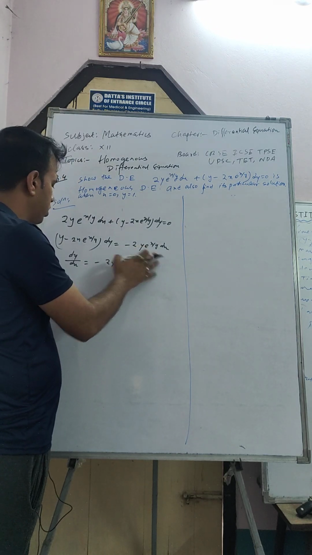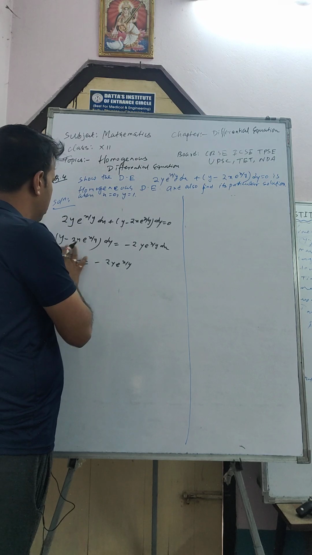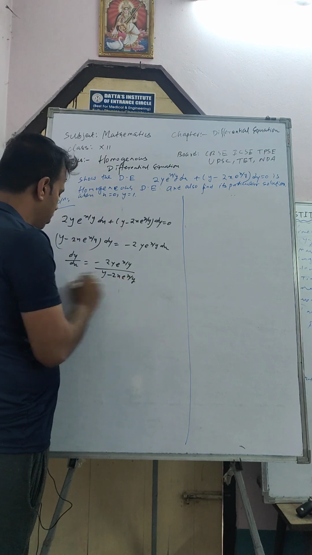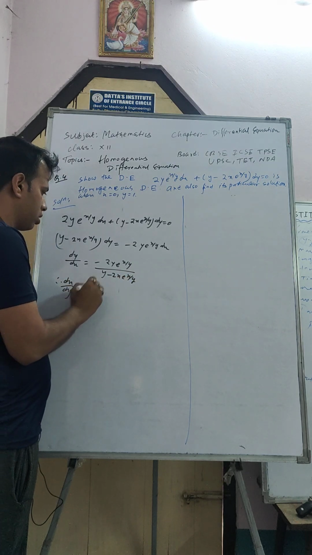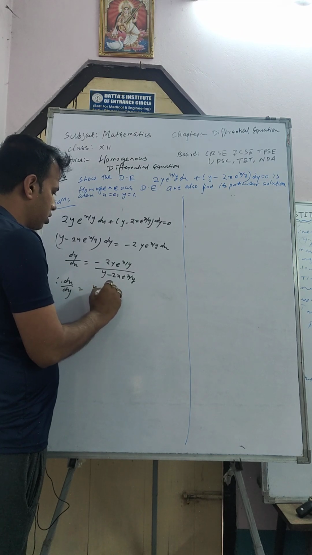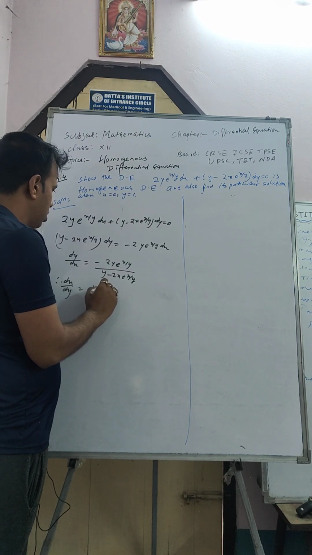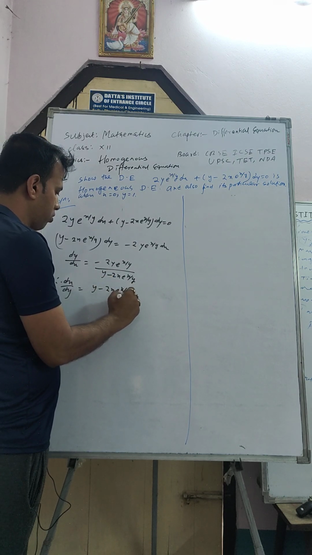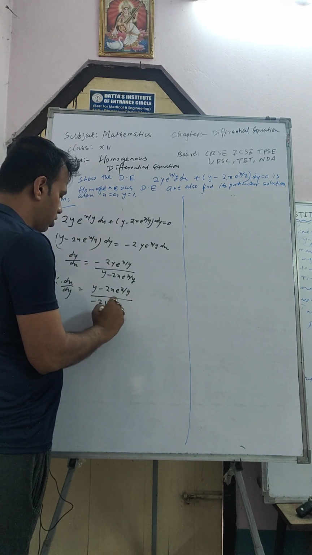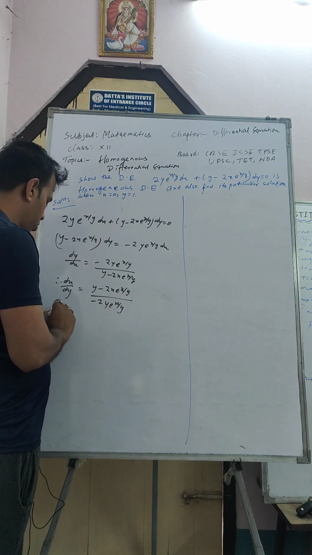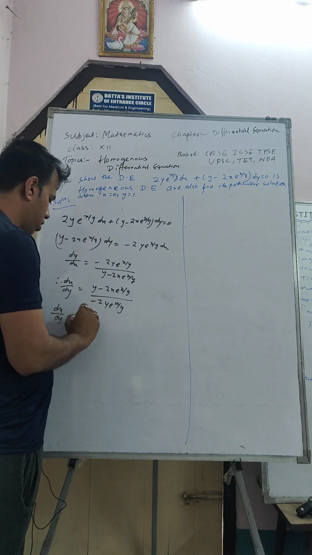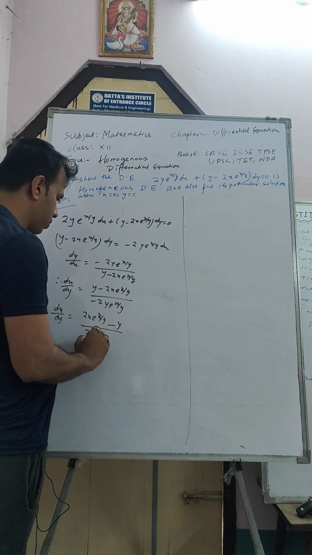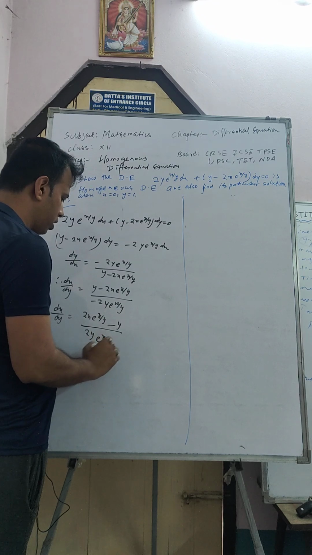y e to the power x by y dy by dx, and it will be minus y 2x e to the power x by y. So therefore dx by dy is in the form of y minus 2x e to the power x by y, and here minus 2y e to the power x by y. So dx by dy, you can write 2x e to the power x by y minus y by 2y e to the power x by y, right?